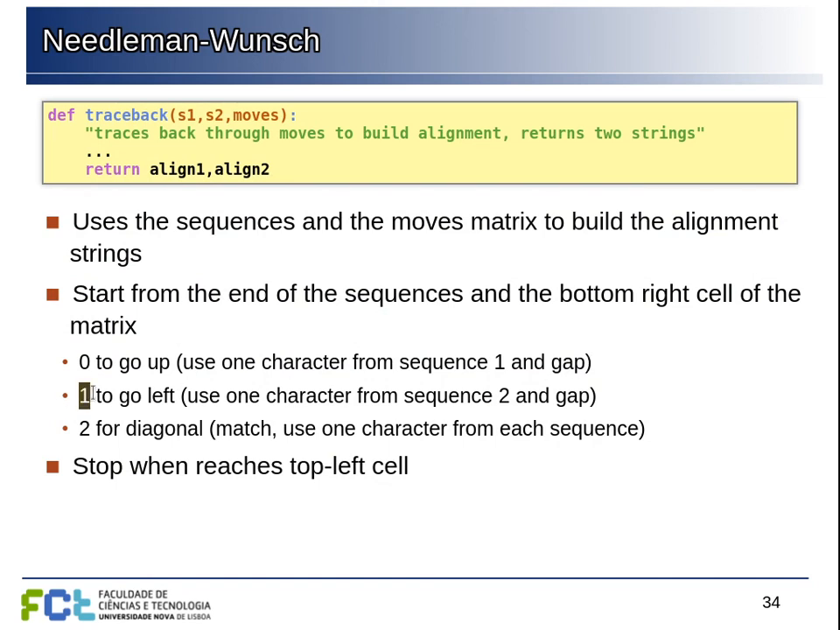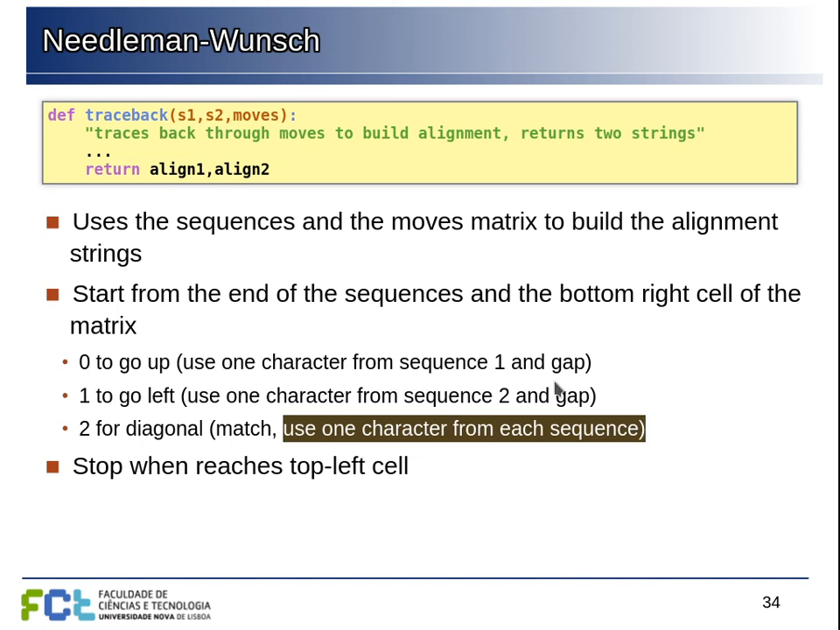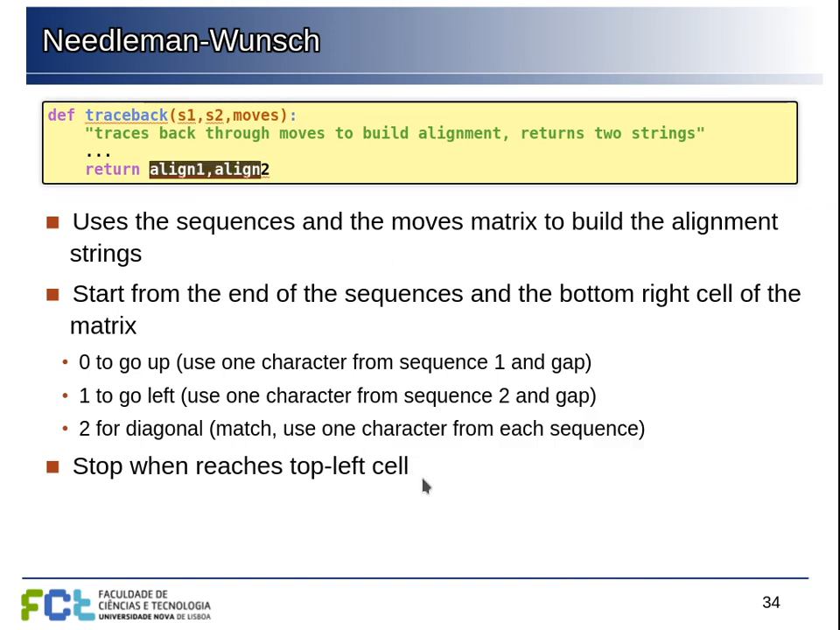If we find a move of direction 1 using that convention, we need to go left, because direction 1 was when we went right. So when we're going backwards, we go left, and this means we're going to use one character from the end of sequence 2, and we're going to align it with a gap, because since we are going left on the matrix, we are not going to use anything from sequence 1. If we find a 2, then this is a diagonal, it's a match between the two sequences, so we're going to use one character for each sequence in the alignment strings here. And we're going to stop when we reach the top left cell, because this is also when we reach the beginning of the two sequence strings.